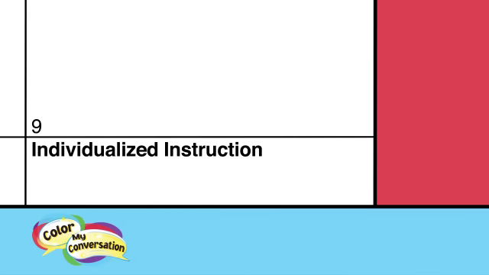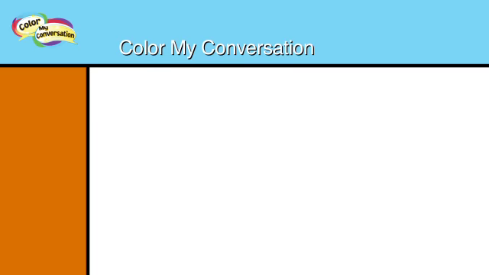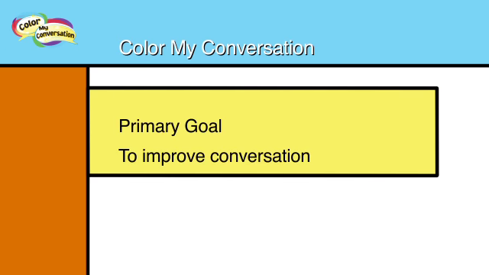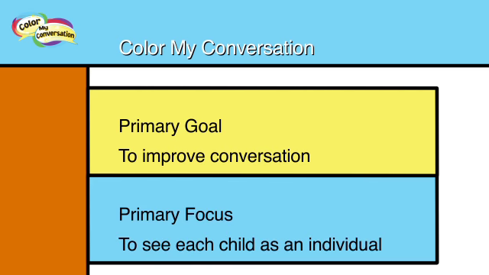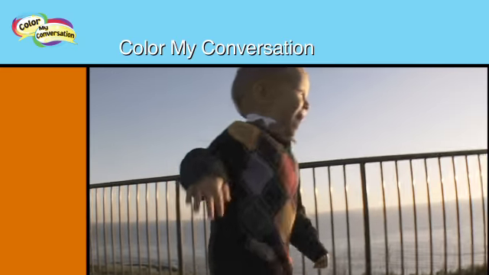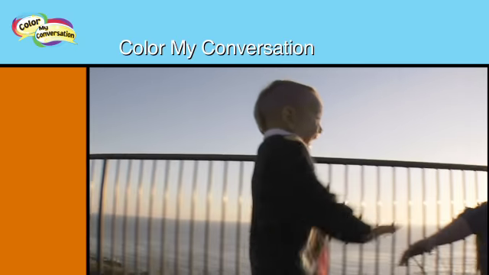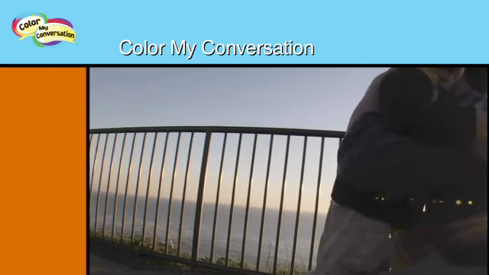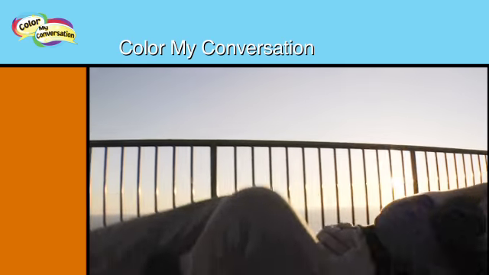Number 9, individualized instruction. Though improved conversation skills are the primary goal within the Color My Conversation program, the primary focus is for the conversation coach to see each child as an individual, first and foremost. Everyone has a life story. As adults, we have the opportunity to influence a young life. It is a privilege and an honor that should not be taken lightly.